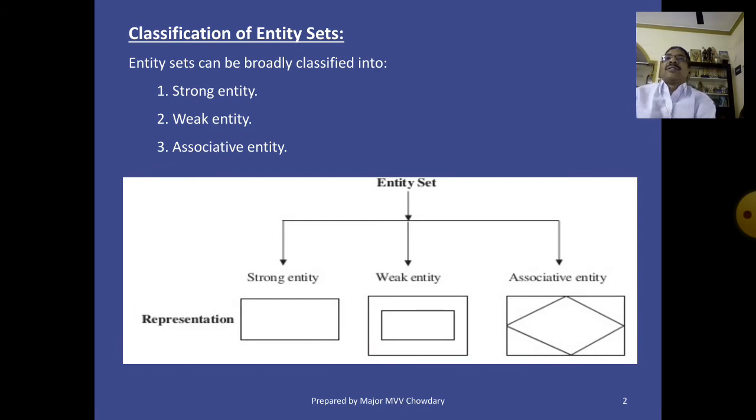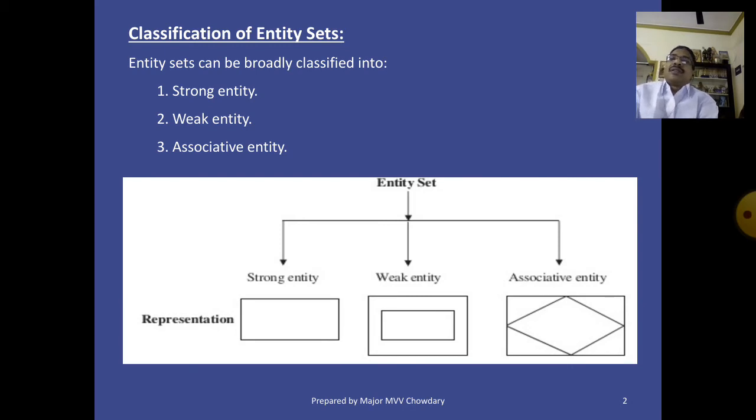Classification of entity sets. An entity is an object that is represented in the database. An entity is represented or defined by a set of attributes. Attributes are the properties used to describe an entity.